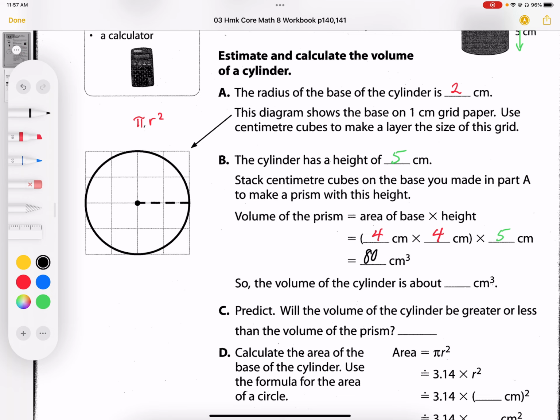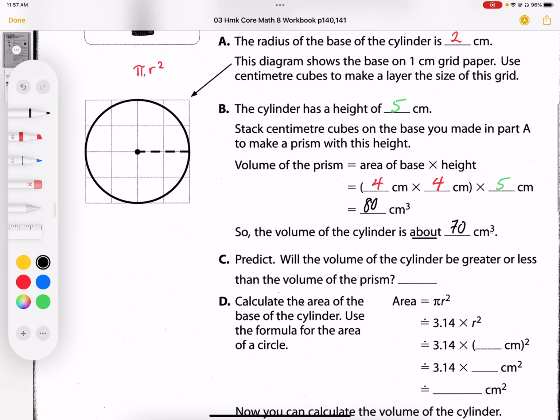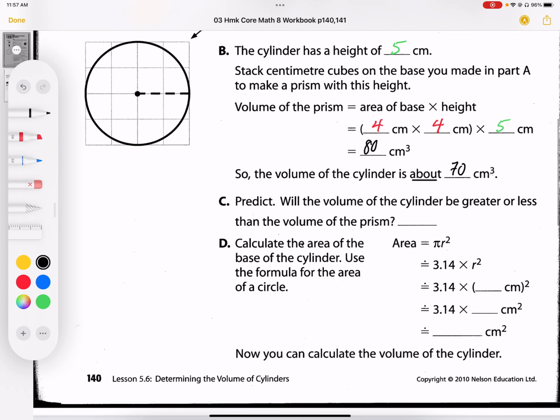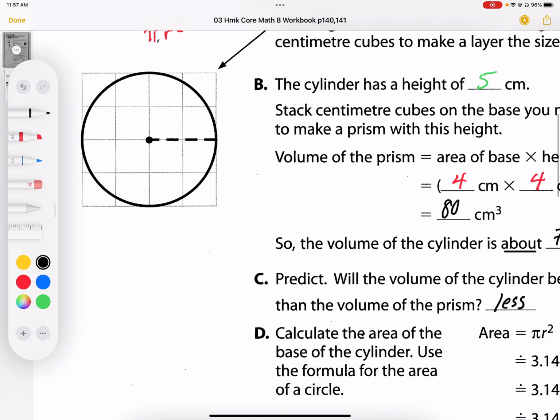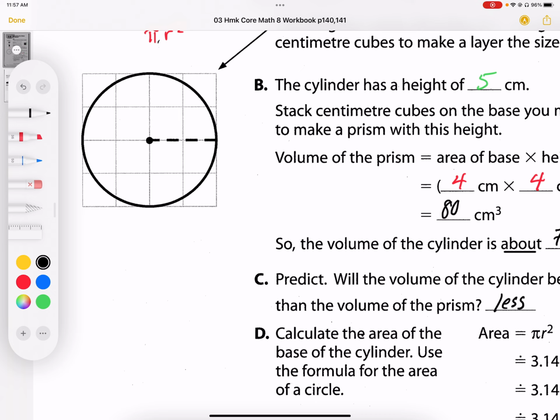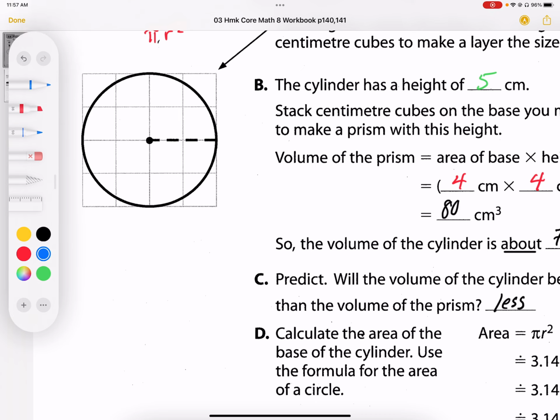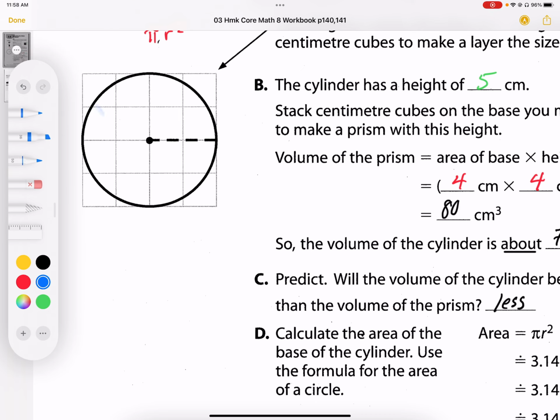We know it's less than 80. We could even say probably about 70 centimeters cubed. So it says about. So predict, will the volume of the cylinder be greater or less than the volume of the prism? It's going to be definitely less, because that circle does not fill up the whole 16 centimeters that we used as our base.